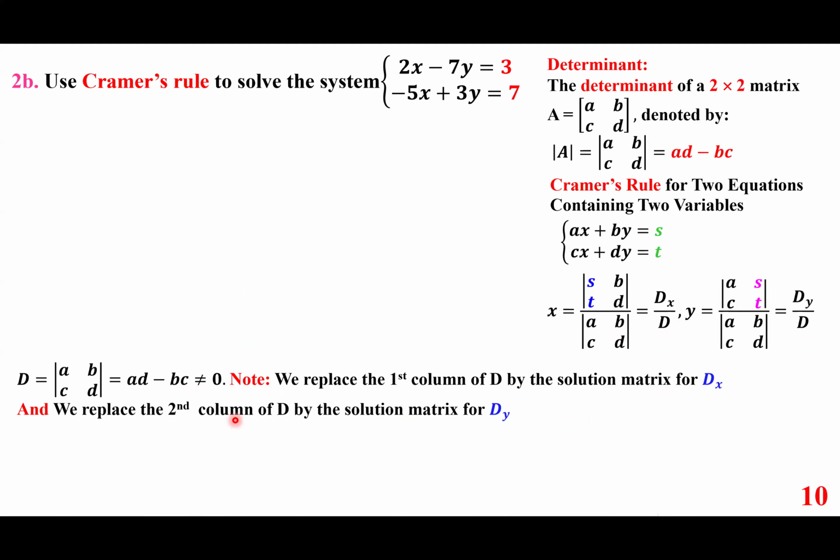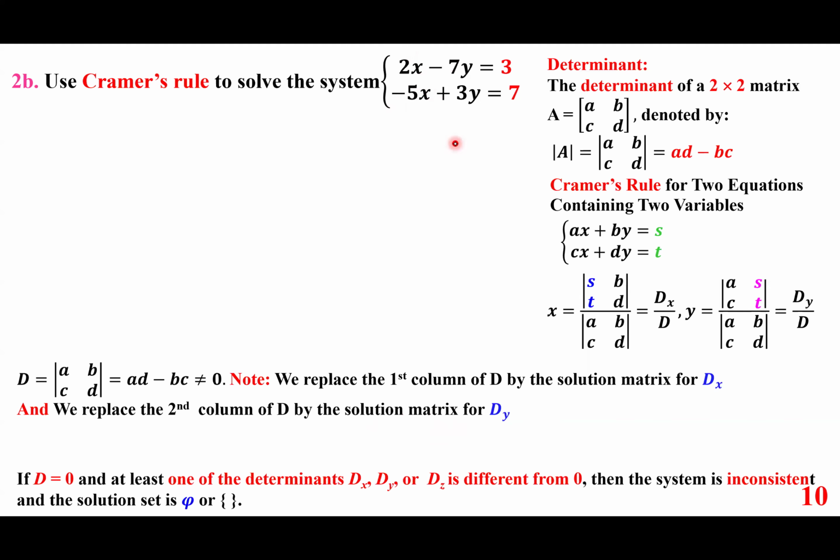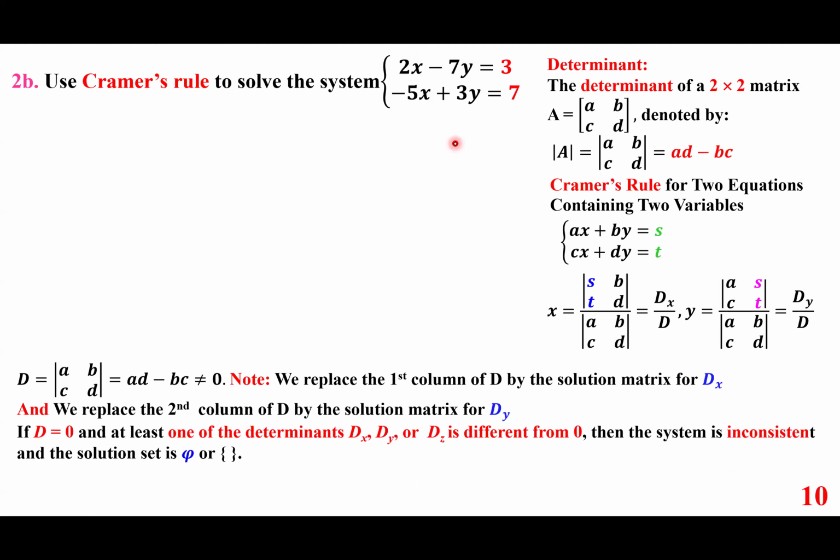And we replace the second column of D by the solution matrix for D sub Y. So having said that, let's start with this one. The coefficient matrix, if you want to go column-wise: 2, minus 5, minus 7, 3. Well, let's discuss what happens in general.